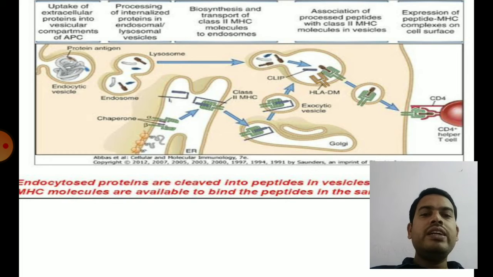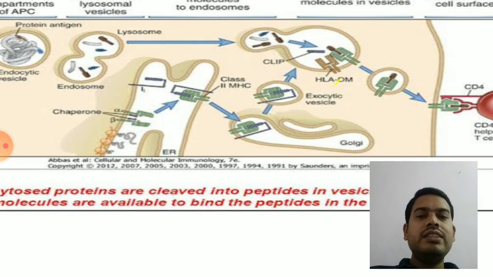Now in the meanwhile, in the endoplasmic reticulum, you can clearly see the assembly of class 2 MHC molecule, and the class 2 MHC molecule also contains an invariant chain. So you can see a pin-like structure on the surface of the class 2 MHC molecule, that is called the invariant chain.